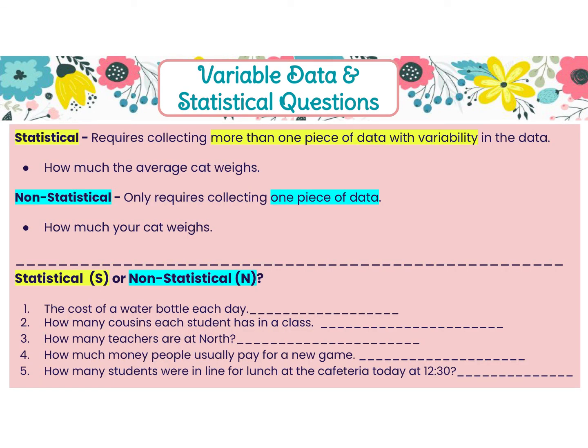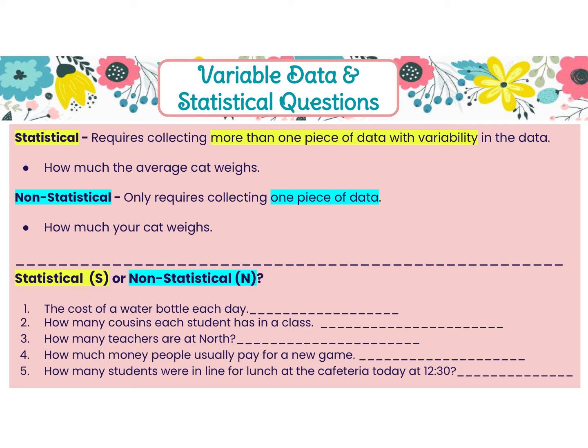Next, we will review variable data and statistical questions. Remember that variability is when data has different answers. A statistical question requires collecting more than one piece of data with variability in the data. An example would be how much the average cat weighs. There are cats of all different sizes, so the data that we collect would have variability.